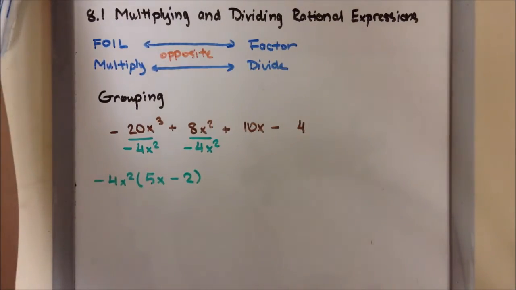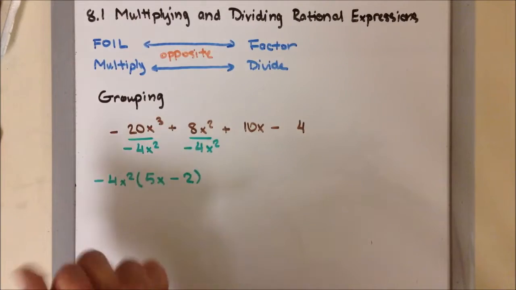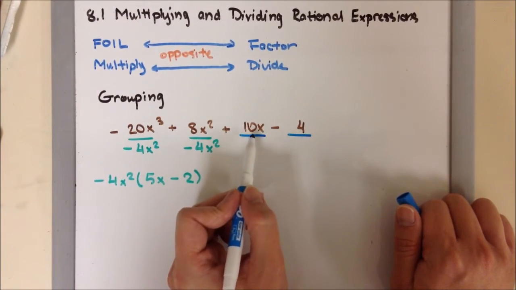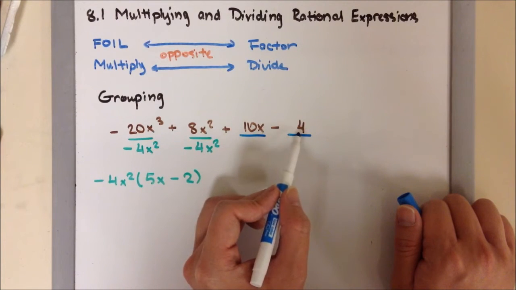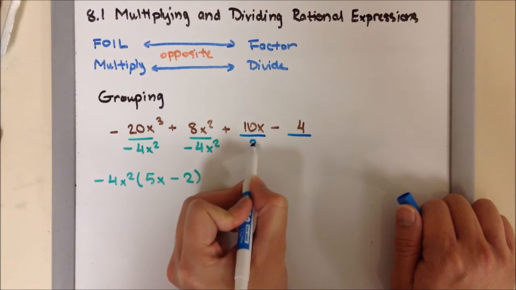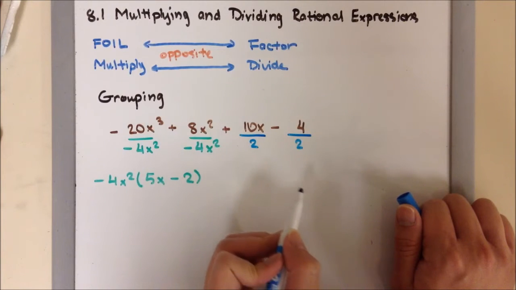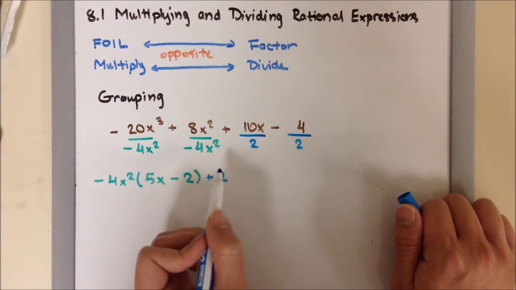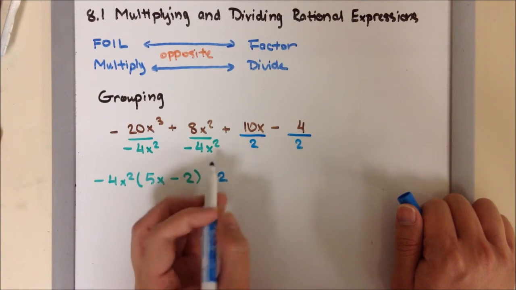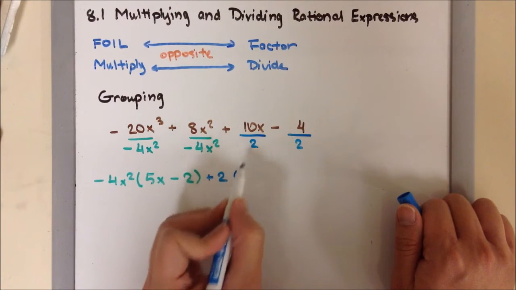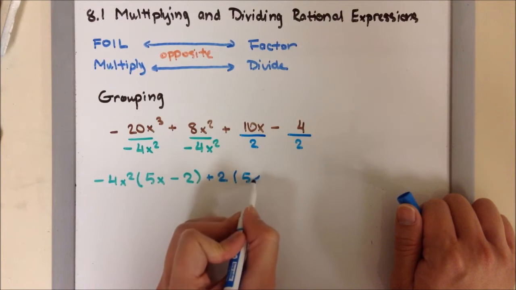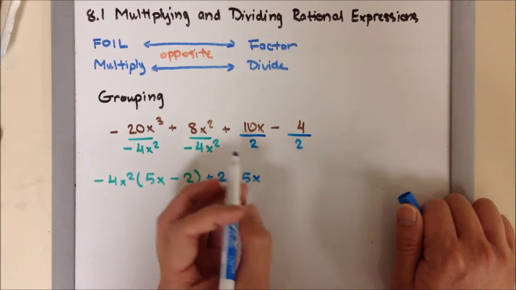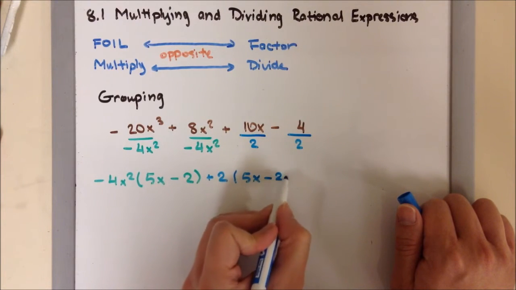Now let's work on the right side. So the only thing that's in common between 10x and negative 4 is the 2. Nothing else. So since it's positive, I'm going to write plus 2. Over here, we're going to have 10x divided by 2, which is 5x. And then negative 4 divided by 2, which will be minus 2.